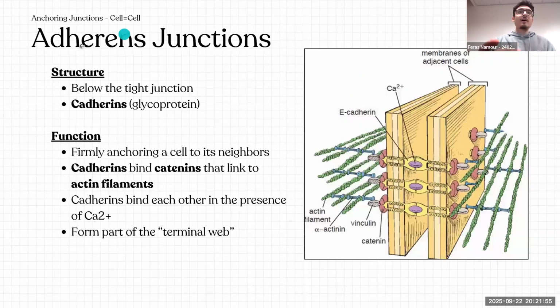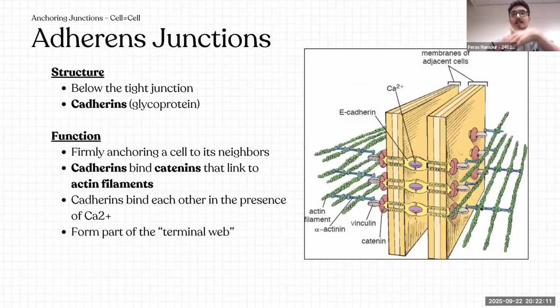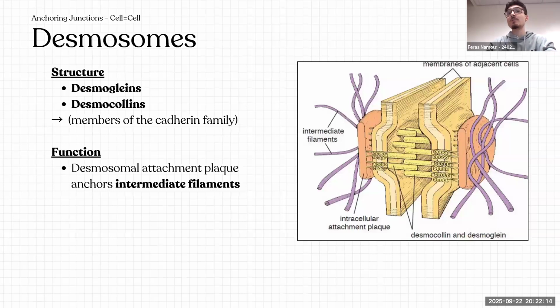Hala. These are anchoring junctions. In my anchoring junctions, I have two that attach cell to cell, my adherens junction and my desmosome, and I have two that attach cell to basement membrane. Cell to basement membrane. Tamam? Let's finish first the cell to cell. We finished adherens junctions. Let's talk about desmosomes.